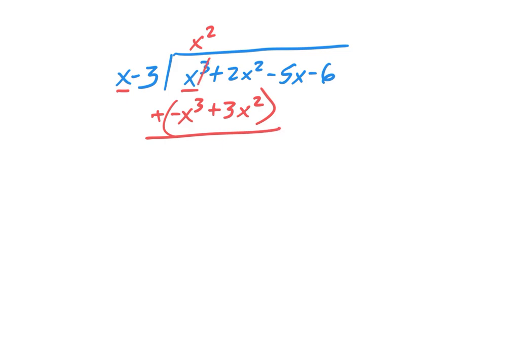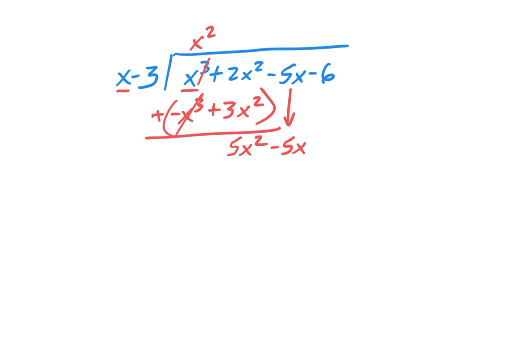So that should make my x cubes disappear. And then 2x squared plus 3x squared would be 5x squared. And then we're going to bring down the next term in the polynomial. And here's where it gets repetitive. We're going to do that one more time, okay? And we're going to keep doing it until I don't have any more terms left at the end down here, okay? So I'm going to bring down the negative 5x, and I go through the whole process again.